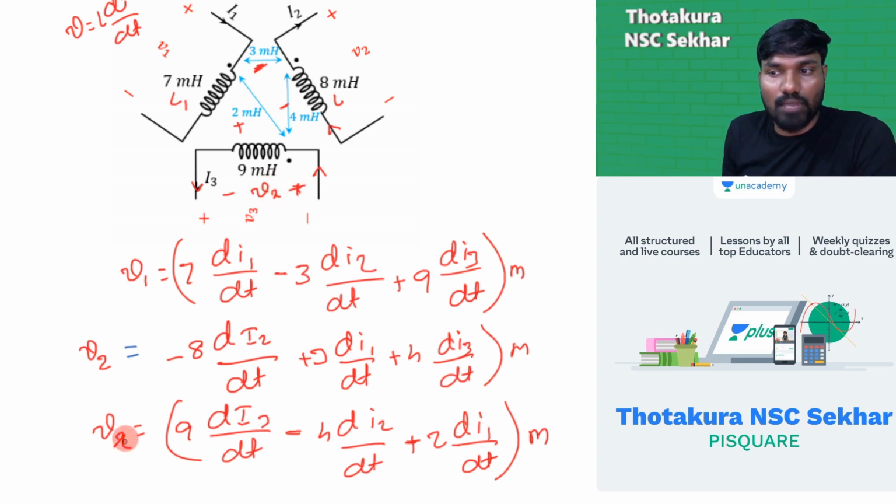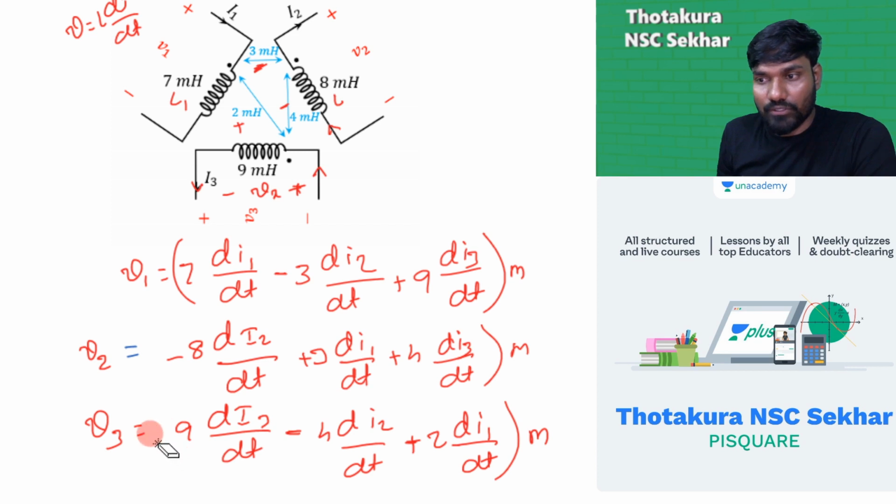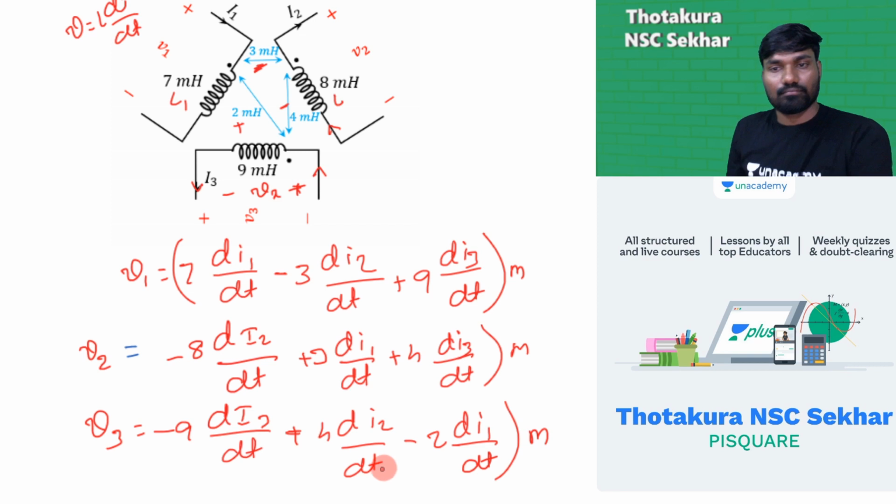The relation between these two is minus. So I can keep V3 is equal to minus of 9 dI3 by dt minus 4 dI2 by dt. This is the equation. Clear with this? You should be careful when you're writing these equations. This is minus, this is plus, this is minus. Let's go to the next question.